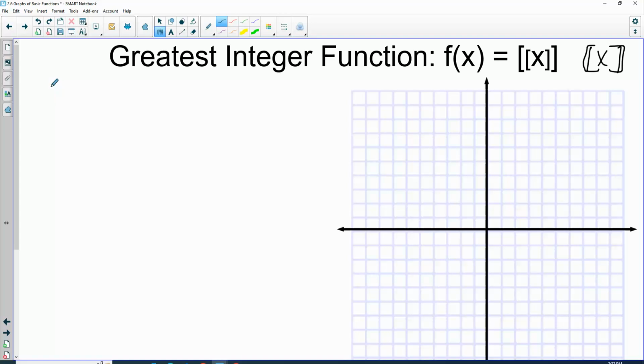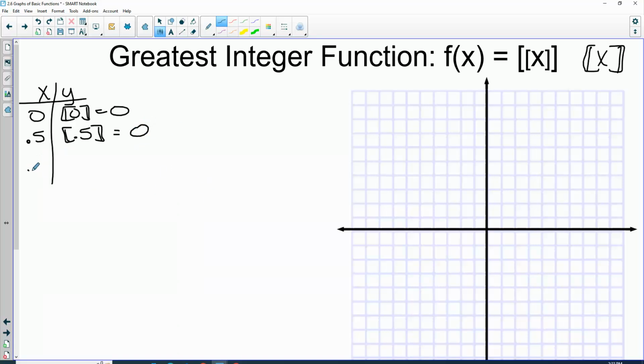All right, so for instance, if I put in 0, 0 is an integer. So the greatest integer function doesn't change it. The greatest integer of 0 is still 0. Okay, but if I put in 0.5, I can't get out 0.5 because it is not an integer. So 0.5 falls between which two integers? 0 and 1. Which one's smaller? 0, because I can't get 1 out since 1 is bigger than 0.5.